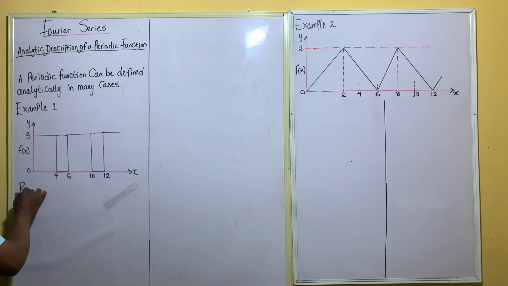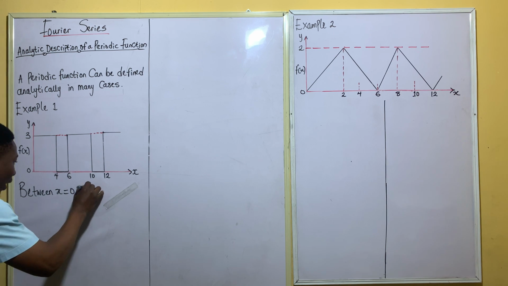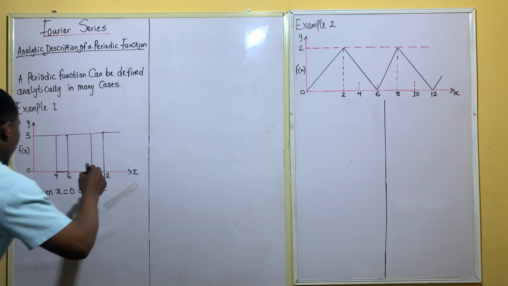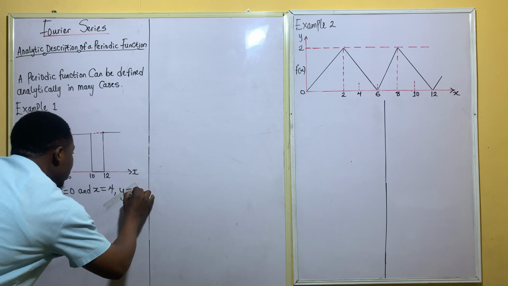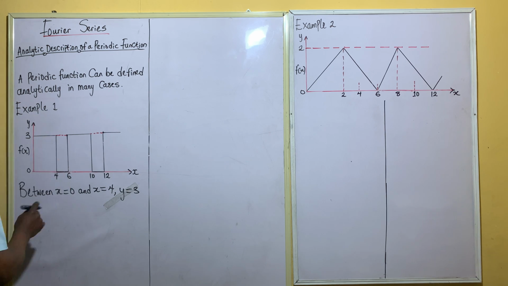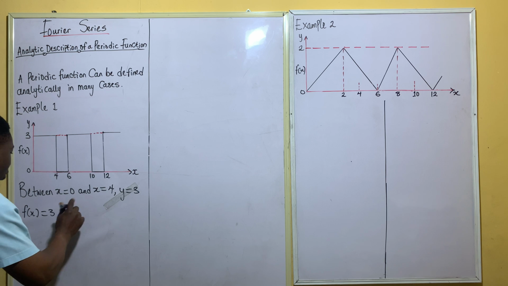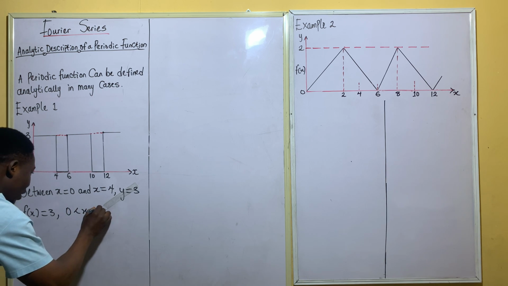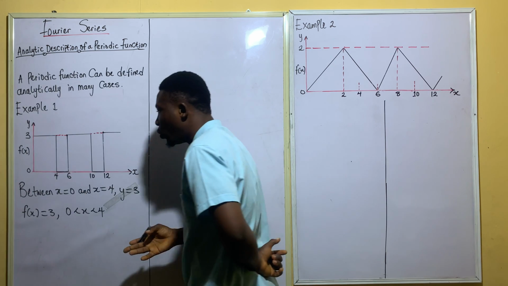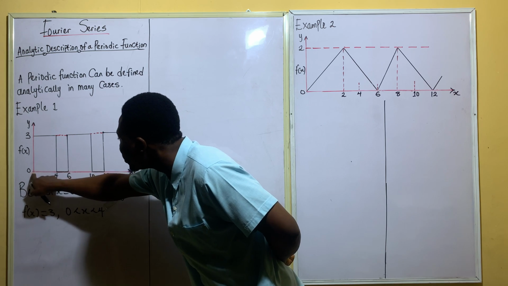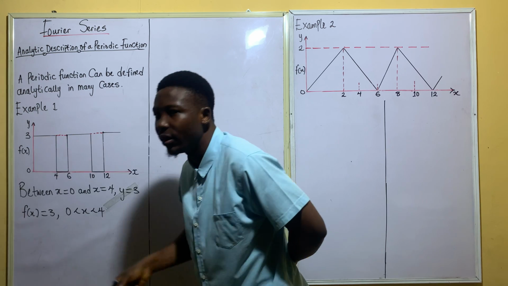So we say between x is equal to 0 and x is equal to 4, y is equal to what? 3. Which implies that f of x is equal to what? 3. And also it is going to be in the range of 0 is less than x is less than 4. Between 0 and 4, all right? So between x is equal to 0 and x is equal to 4, y is equal to 3.